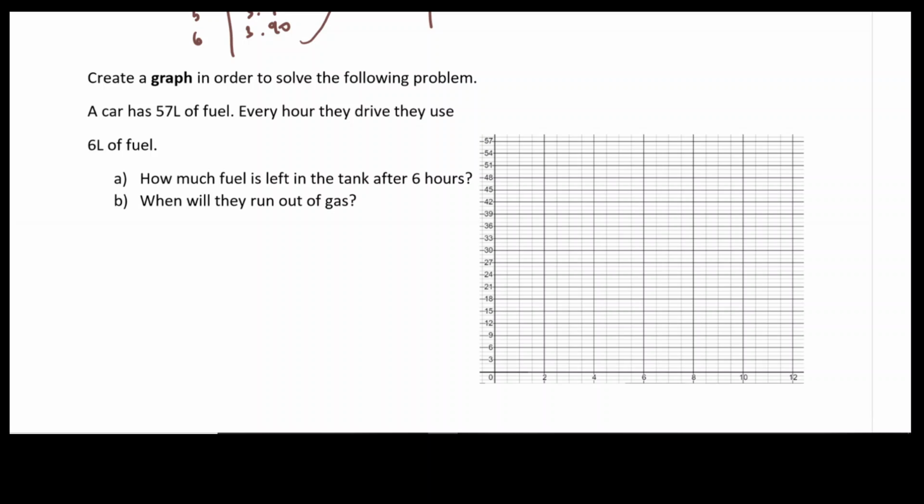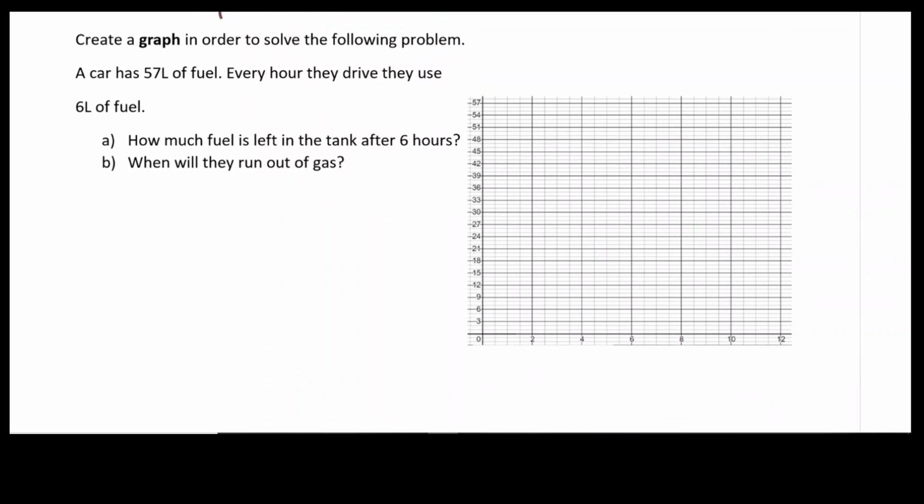So create a graph in order to solve the following problem. I've given you this. This is going to be the amount of fuel they have on this axis. That's a weird place to label it, but I labeled it up there. And this is number of hours. So I'll add those labels to our graph. They start with 57 liters, so that's going to be our initial value. We're going to start the graph up there.